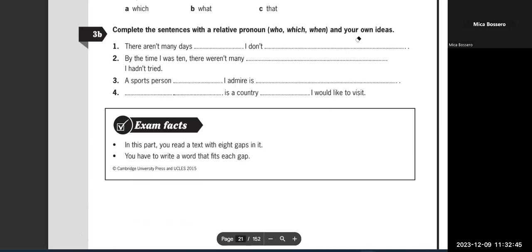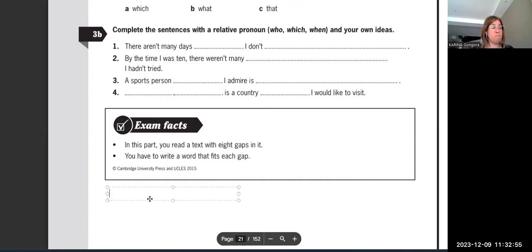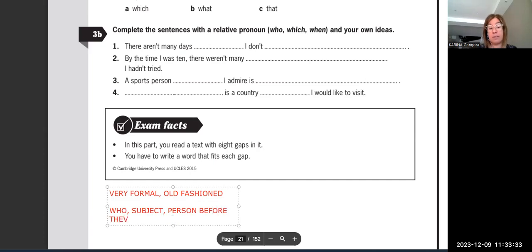Okay. Whom, what do you use it for? Whom is, first of all, very formal and maybe old-fashioned English. Not old, because it's not that we don't use it anymore. And now I will explain, don't worry. When we talk about who, we are talking about the subject of the sentence. The subject is the person that is before the verb. We know that, don't we?